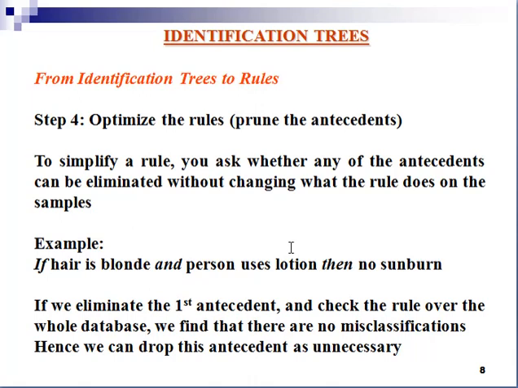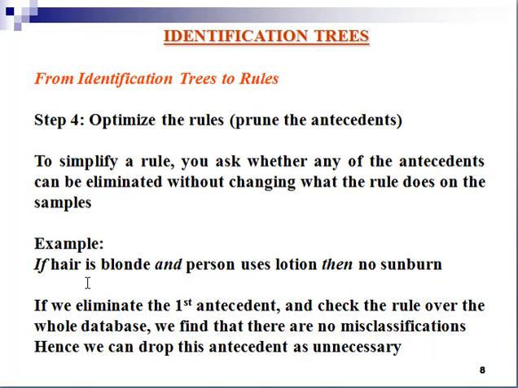So for example, let's consider this simple example in which we can see that if hair is blonde and person uses lotion, then no sunburn. Now for this specific case, if we eliminate the first antecedent and check the rule over the whole database, then we will find that there are no misclassifications, right?